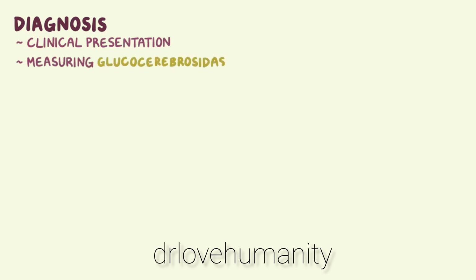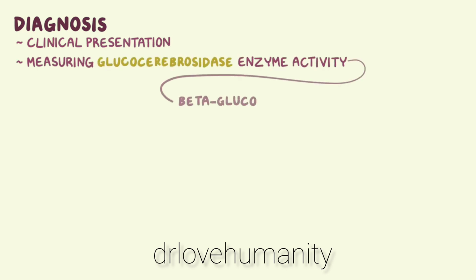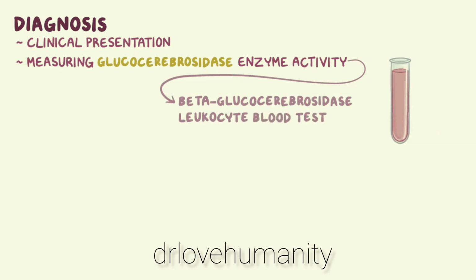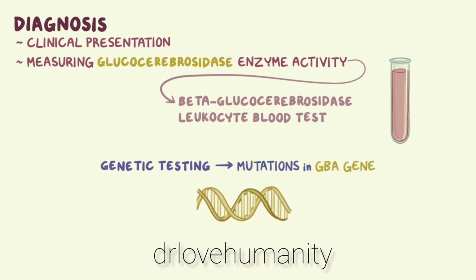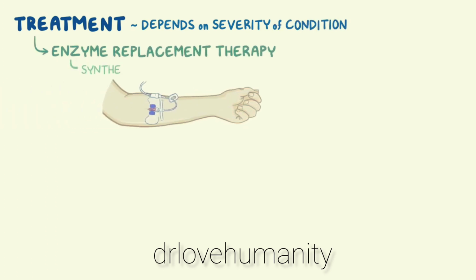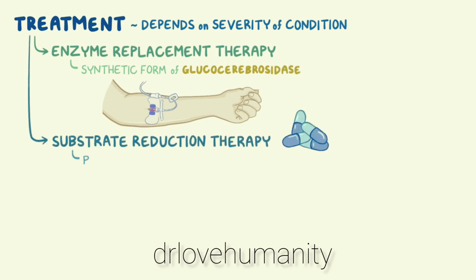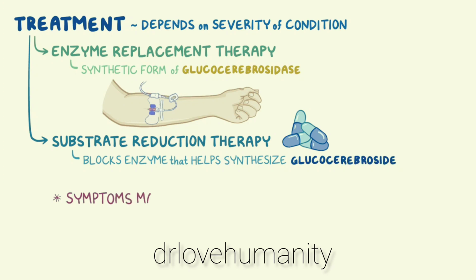Diagnosis of Gaucher disease relies on clinical presentation and measuring glucocerebrosidase enzyme activity with the beta-glucocerebrosidase leukocyte blood test. Genetic testing can be done to look for mutations in the GBA gene. Treatment depends on the severity of the condition and can include enzyme replacement therapy with a synthetic form of glucocerebrosidase, as well as a substrate reduction therapy designed to block the enzyme that helps synthesize glucocerebroside. Symptoms can be managed with supportive therapy.